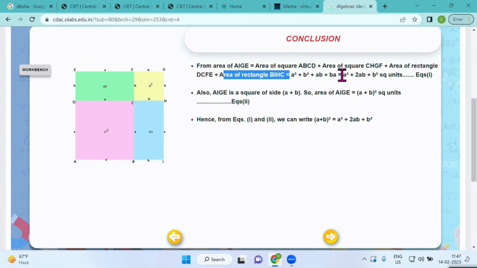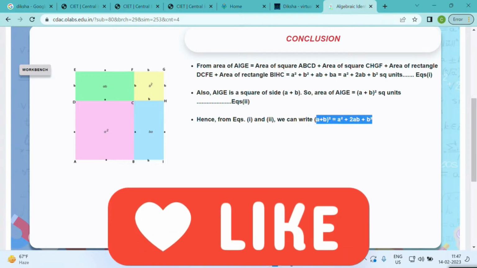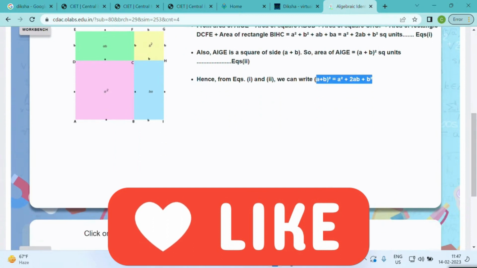We can combine ab plus ba, which is equal to 2ab. So the combined area is a square plus 2ab plus b square. That's why we can say that (a plus b) whole square is equivalent to a square plus b square plus 2ab. So from both the equations we can write this identity: (a plus b) whole square equals a square plus 2ab plus b square. Now we will click on the next button to verify mathematically.